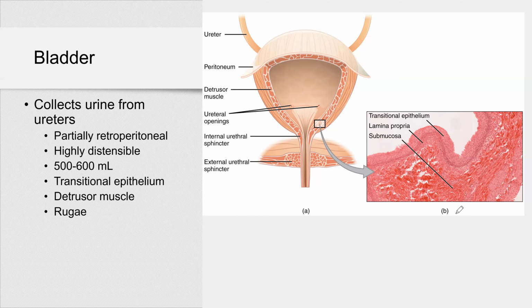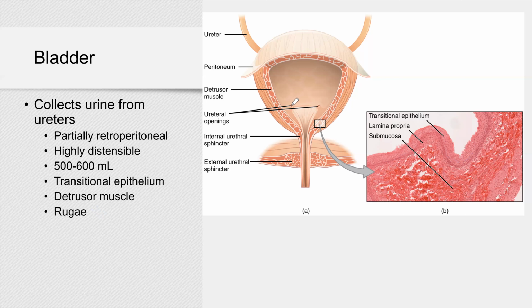muscles, smooth muscles, and because it's partially retroperitoneal, it will have a special covering over here called adventitia, and the superior part is covered by serosa. The muscle of the urinary bladder has a special name. It's called the detrusor muscle. It also has rugae, and rugae are folds. So you see this fold over here, that's what rugae are, and it allows you to increase surface area.